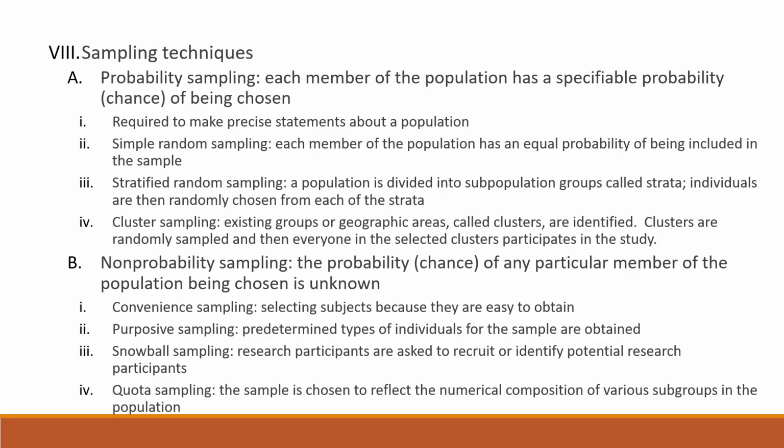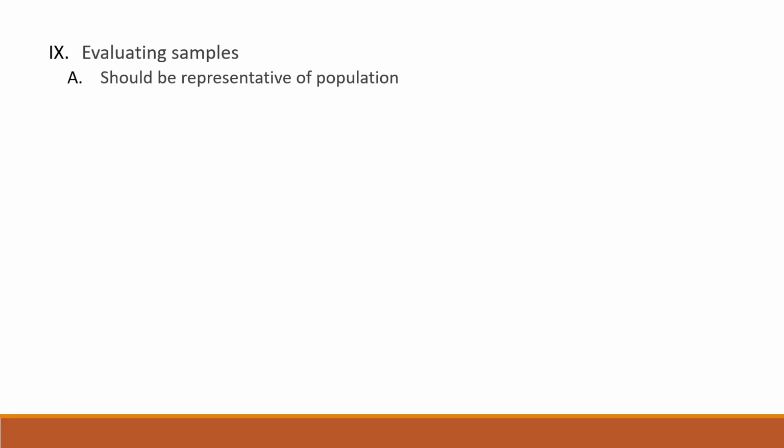And lastly, we have quota sampling, in which the sample is chosen to reflect the numerical composition of various subgroups in the population. This can be convenience or purposive sampling, but there's a specific number we are trying to reach for each type of person. It's like the stratified sampling without the random component. So going back to that example, instead of random sampling high school, college, and graduate students, we would be convenience sampling them.